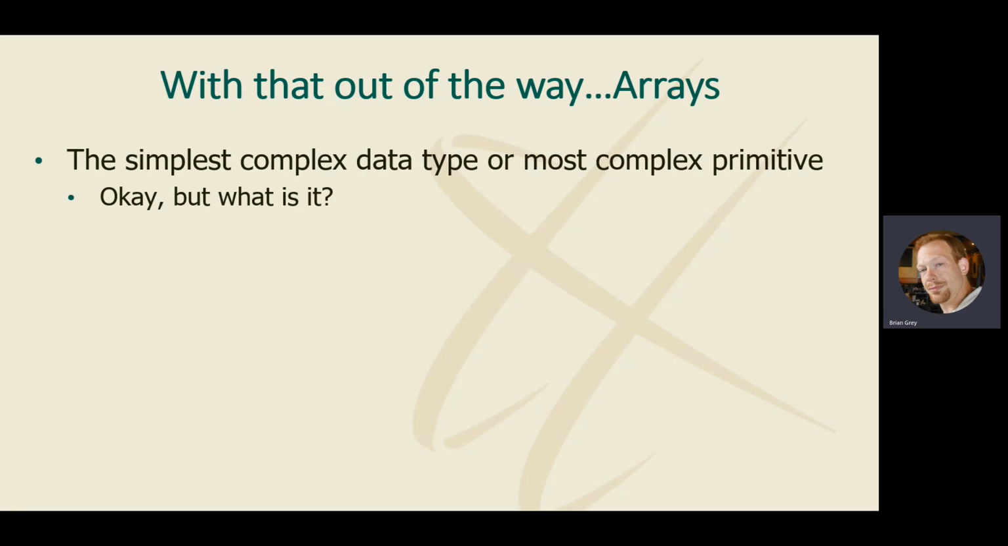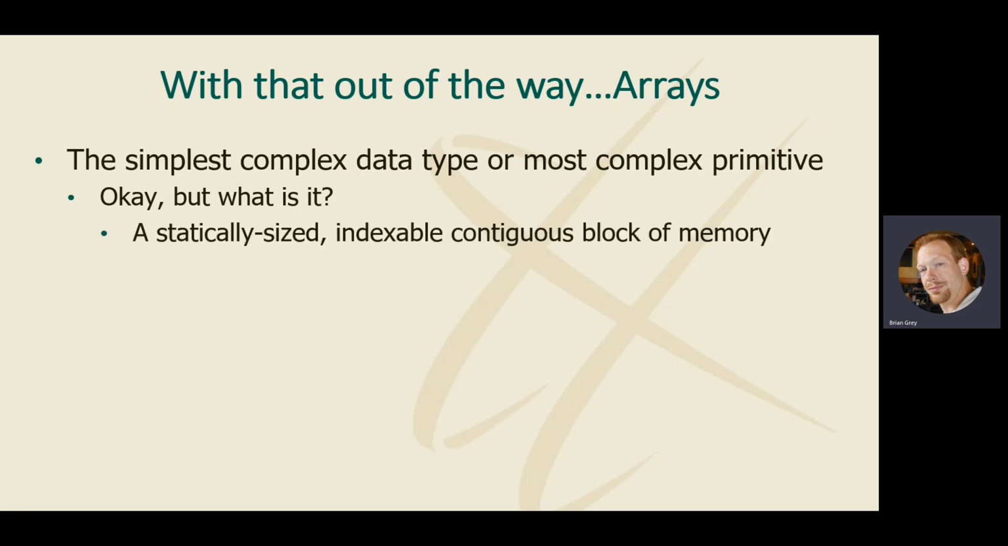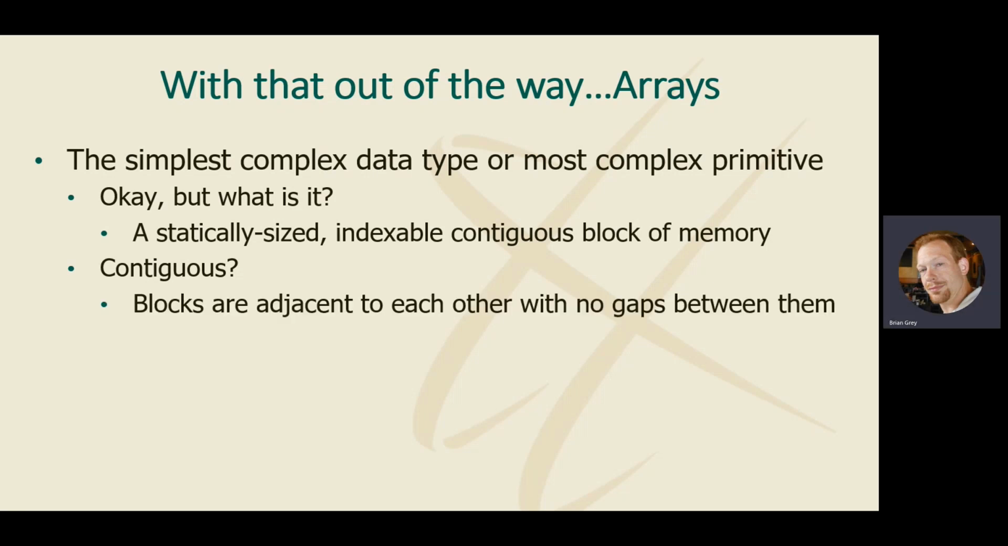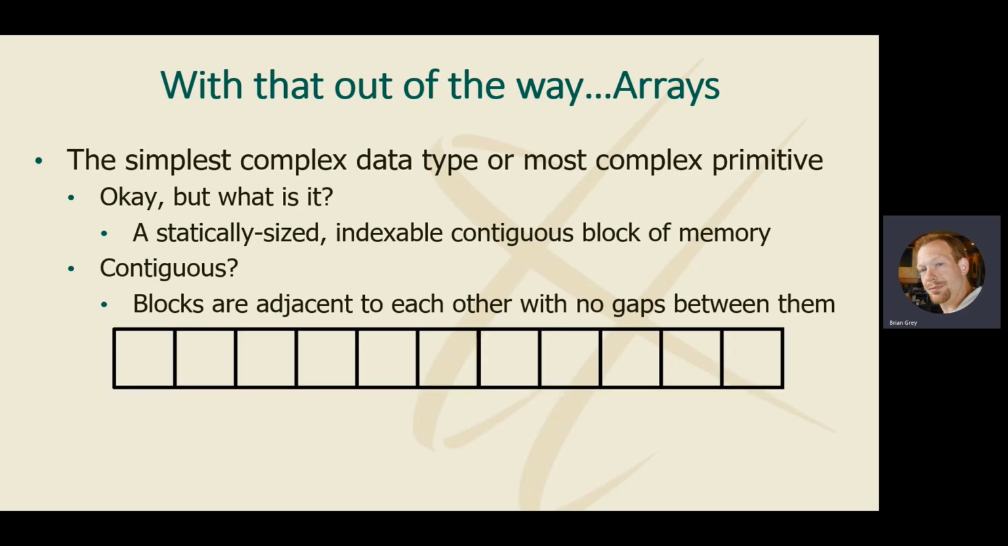We can think of an array as a statically sized, indexable, contiguous block of memory. So let's break this down. The first thing is contiguous. What's contiguous? Contiguous means that blocks are up against each other with no gaps between them, like so. Sometimes you'll see people draw this vertically. I prefer drawing it horizontally. Either way, it ends up looking like a ladder or train tracks.